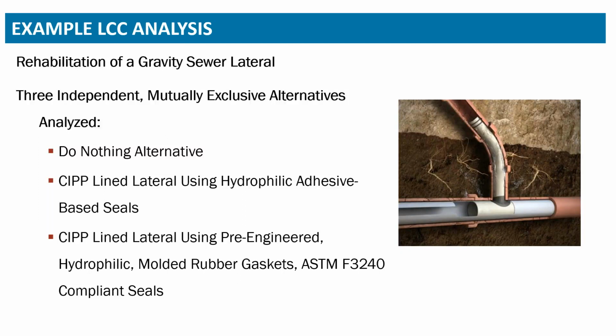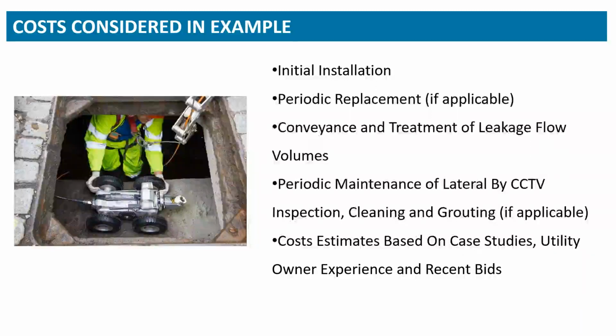But that brings us to the second bullet, the first CIPP option, which is all about, instead of using a pre-engineered molded hydrophilic gasket, creating a seal by using an adhesive paste, having applied the paste to the liner before it's installed. So those are the three alternatives we looked at: do nothing, CIPP with an adhesive-based seal, and CIPP with the molded gaskets. So what were the costs we looked to?